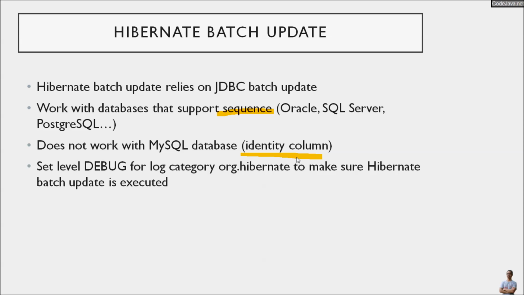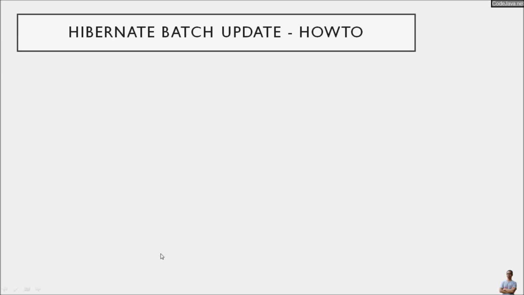And note that during the development, you should set the log level of the log category org.hibernate to debug to make sure that Hibernate batch update is actually executed. So in this tutorial, I will show you how Hibernate batch update works with the Oracle database. And let's take a quick look at how to use Hibernate batch update.